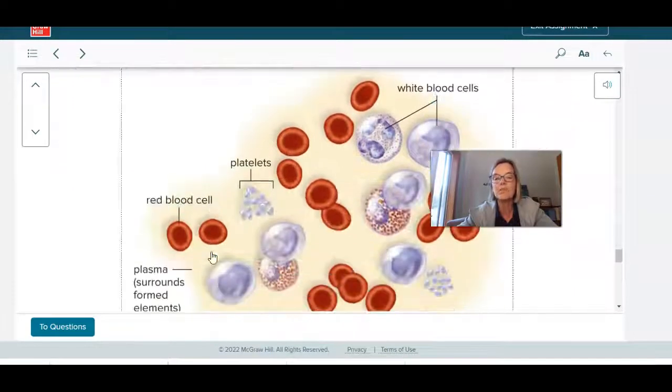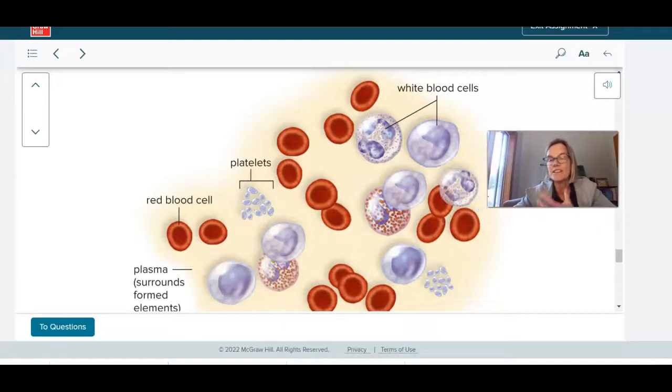And the main parts of blood, and we'll talk about this a lot more in the blood section, are the red blood cells that carry oxygen and carbon dioxide, the white blood cells that are involved in the defense of the body, and platelets, which are involved in clotting the blood. Now, we said this is a connective tissue, so there's something in between, and that's plasma.